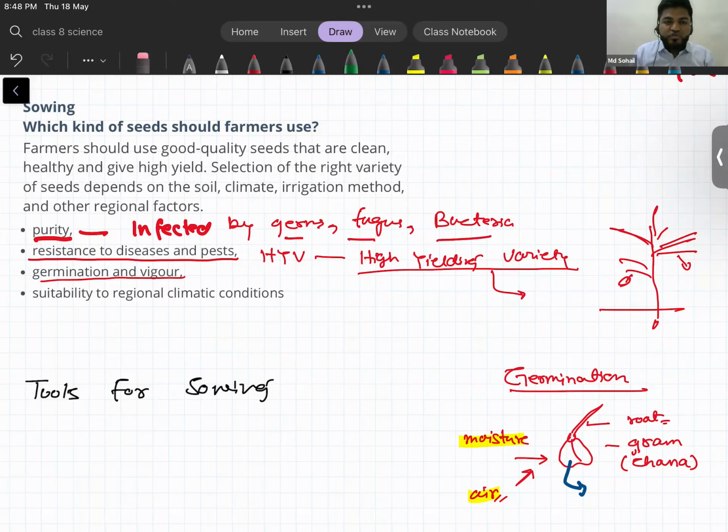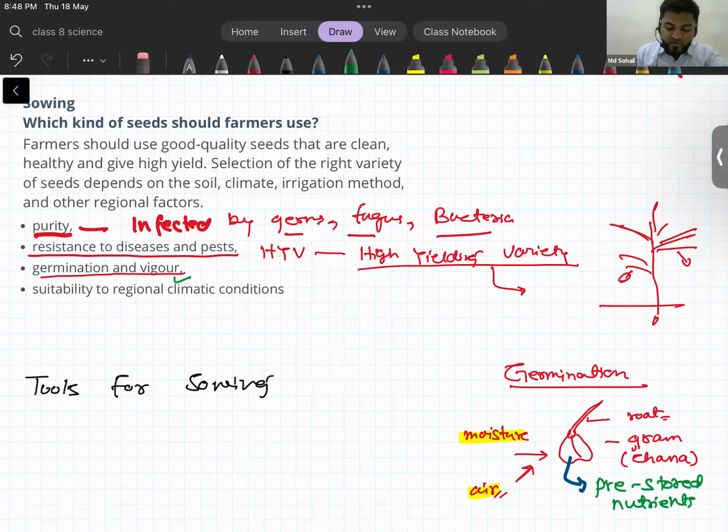For this seed to grow also, it needs some energy. Where will this seed get energy from? From the nutrients that were stored in it earlier. There are some pre-stored nutrients in it that it utilizes to grow further. So germination and vigor have to be taken into consideration here. Vigor basically means the time that is taken to germinate.